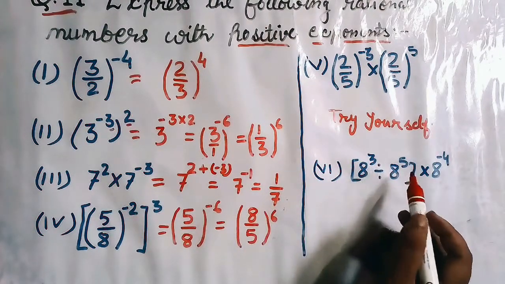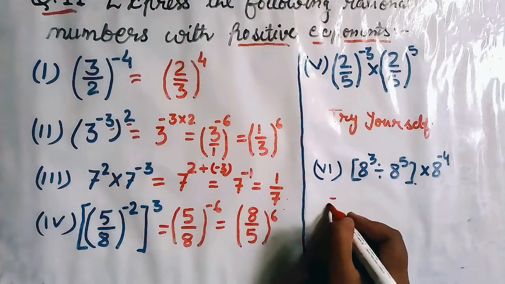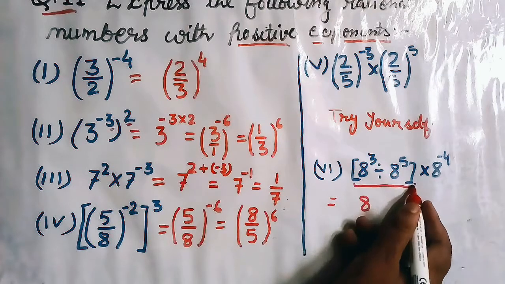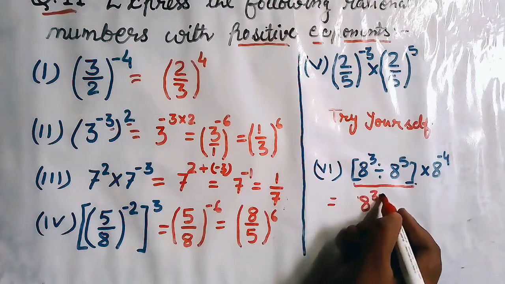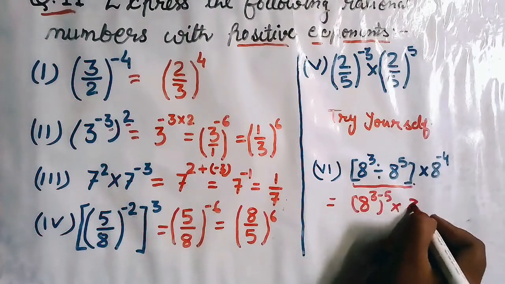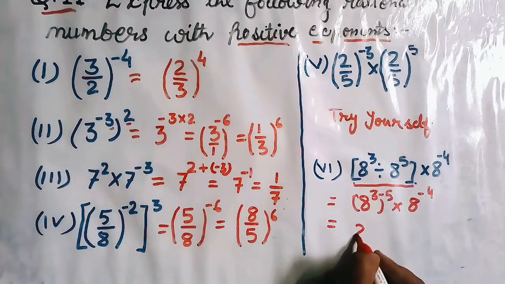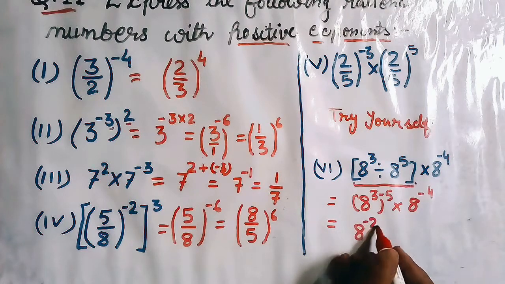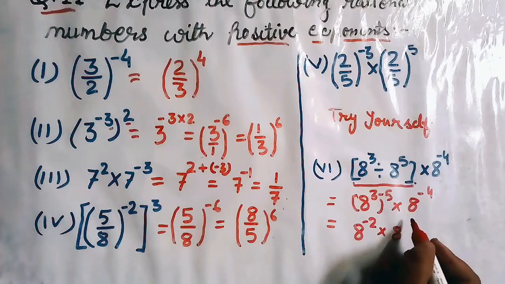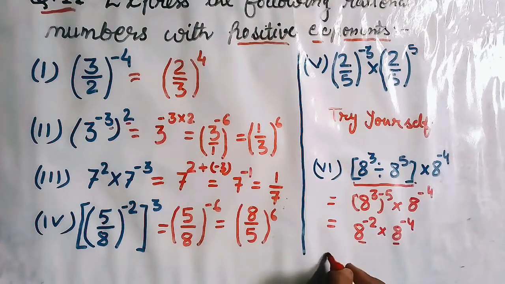Next is 8 raised to power 3 divided by 8 raised to power 5 and whole multiplied by 8 raised to power minus 4. So first of all simplify inside the brackets. Bases are same, the powers will be minus because divide is there. So 8 raised to power 3 minus 5 whole multiplied by 8 raised to power minus 4. This will be equal to 8 raised to power 3 minus 5, that is minus 2, whole multiplied by 8 raised to power minus 4 as it is. So bases are same, powers will be plus.